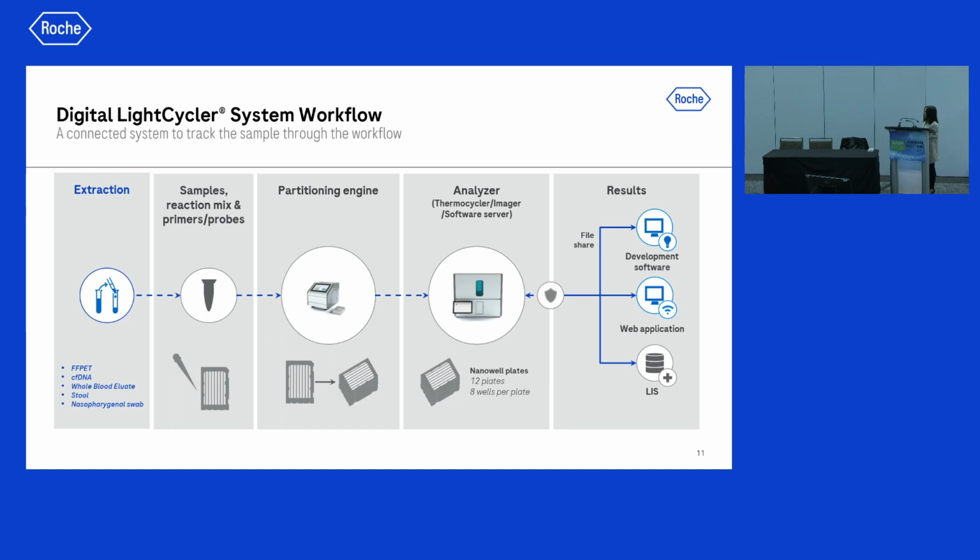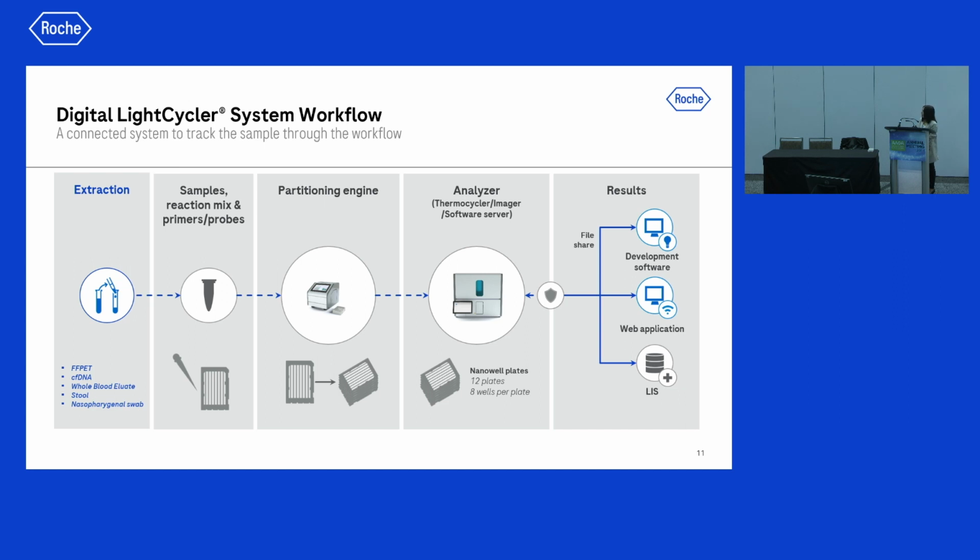You can take that extracted sample and prepare it with your reaction mix, which essentially includes your 5x digital PCR master mix along with your primers and probes. And then essentially take that sample and manually pipette it into the consumable, which has 8 lanes. So you can imagine a sample per lane effectively.